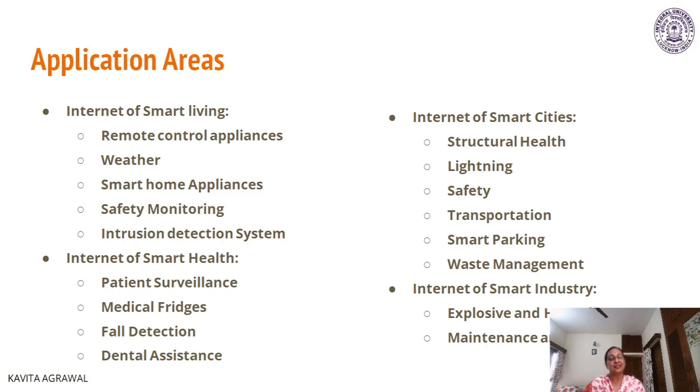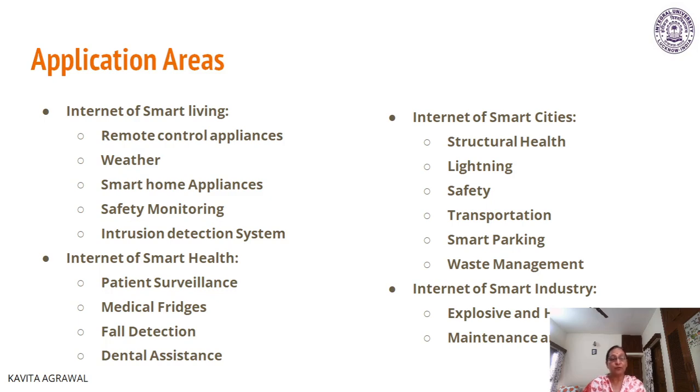We have safety monitoring, which is a very important application of IoT. We place smart cameras in our homes. They will monitor any kind of intrusion, or even if I just want to keep an eye on what is going on in my home in my absence, these devices will help me. Then we have an intrusion detection system which will send me alarms if any unusual activity happens in my home.